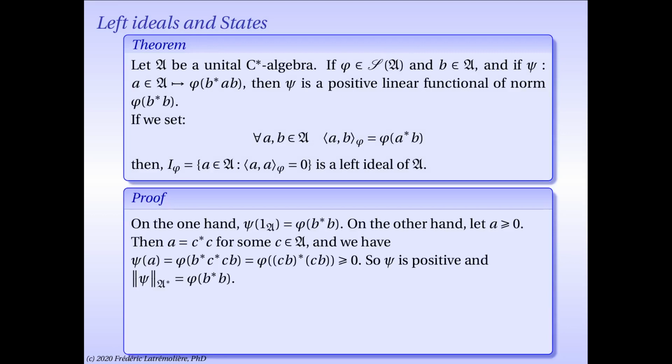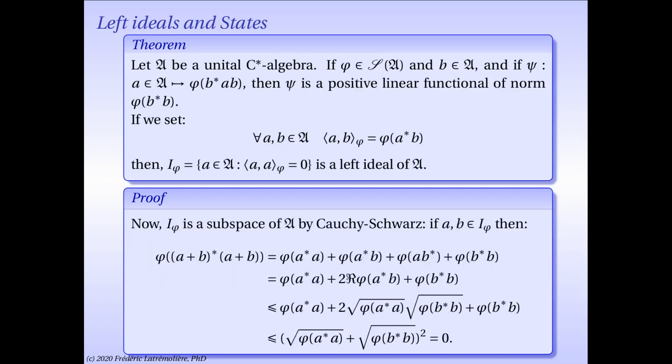So let's first prove the properties of this map psi defined in the theorem. First note that psi of the unit is indeed phi of b star b. So if psi is positive, I will get the desired norm. And to prove that psi is positive, I just take A, a positive element in my C-star algebra. By definition, it means A equals C star C for some C in your C-star algebra. And then if we calculate psi of A, well, that's phi of B star C B, which can be written as phi of the adjoint of CB times CB. And the adjoint of CB times CB is a positive element of your C-star algebra. Phi is a state, so it's a positive linear functional. So here we get a positive number, so psi of A is a positive number for any positive A. So psi is a positive linear functional, and its norm is indeed its value at the unit. And we are done with this. This is a little result I like. We'll see why it's useful when we prove the left ideal property of the I-phi set in this theorem.